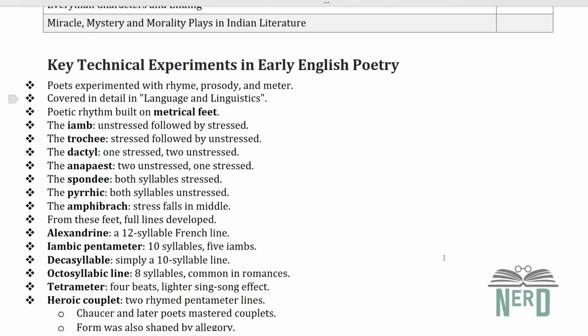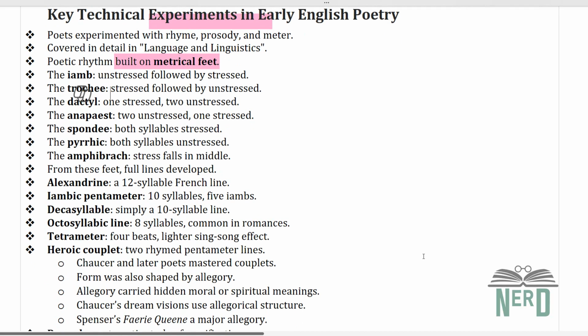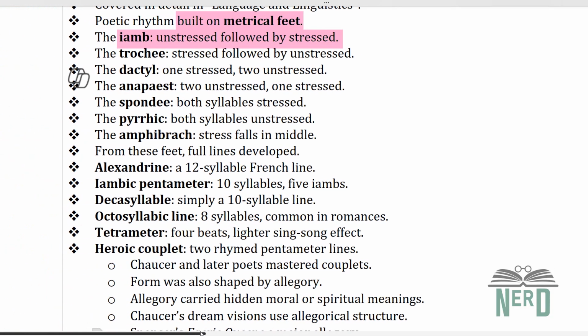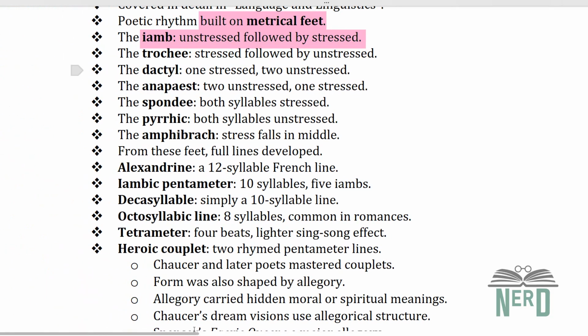We have already explored these technical aspects in greater detail in our language and linguistics section, but here I want to give you a short refresher so that you can connect the history with the form. Poetic rhythm is built on metrical feet, and in this period poets were not afraid to test different patterns. The most familiar is the iamb, where an unstressed syllable is followed by a stressed one, giving us that natural heartbeat rhythm. Its opposite is the trochee, which reverses the pattern with stress at the beginning.